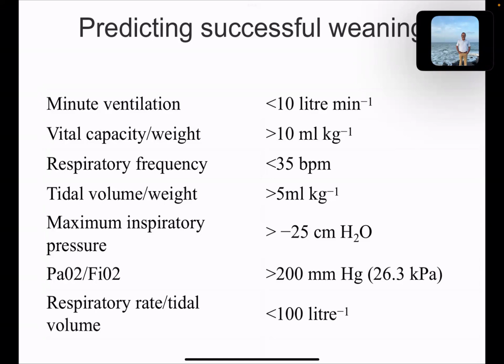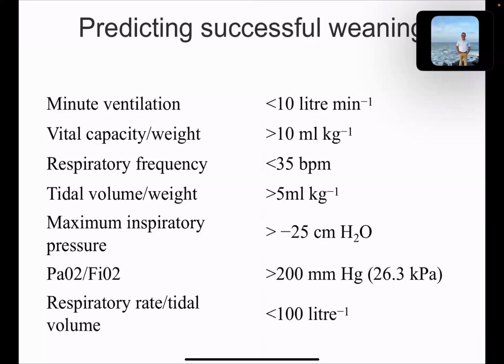FiO2 in normal room air is 20%. The oxygen concentration of room air is 20%, and the rest is nitrogen. In your ventilator, if you put the probe to the oxygen connector, you can change your FiO2 and make it 50%. FiO2 of 50% means the oxygen coming through the pipe connector is 100%, and the ventilator mixes it with room air to make a 50% concentration of oxygen.